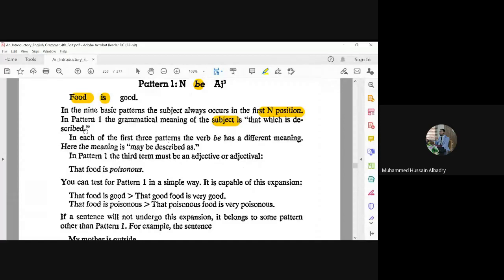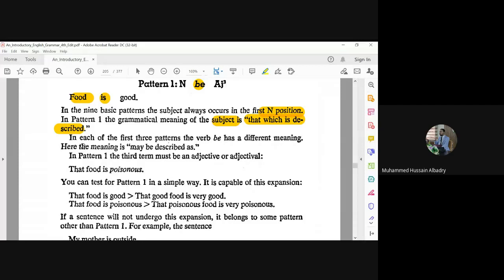That which is described. Food is described as good. They are happy, we describe them. He is wonderful, we describe him. So the grammatical meaning of the subject is that which is described. This is first, the subject.